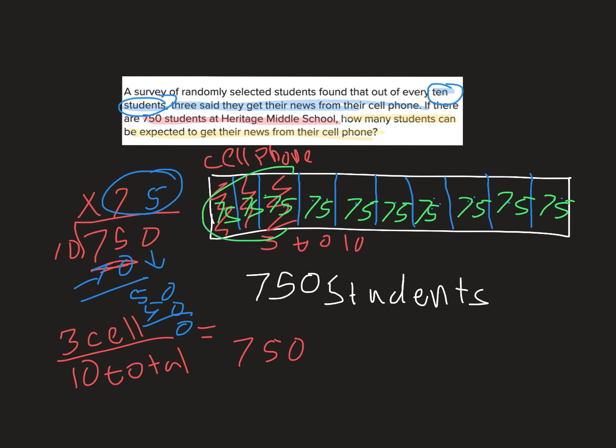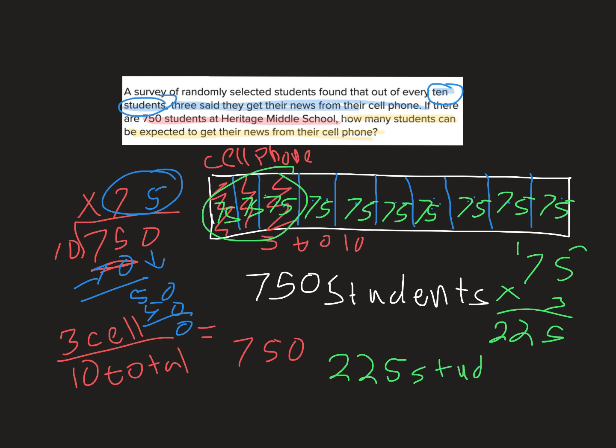Now I can add 75 up 3 times, or multiply it by 3, or count by 75 3 times. 3 times 5 is 15, carry my 1. 3 times 7 is 21, plus 1 is 22. So, I need to go through and label this. 225 students use cell phones for news.